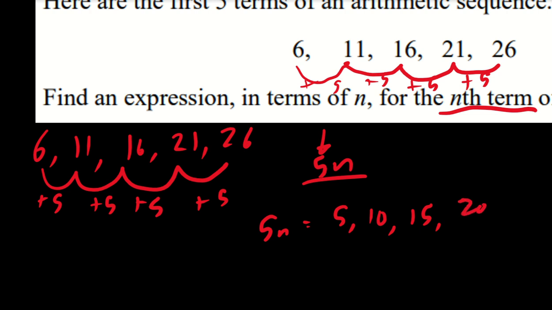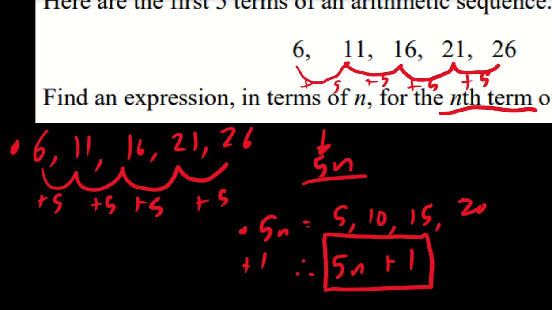And then you look at what the difference is between this equation and this equation. So how would you get from 5 to 6, and from 10 to 11, and from 15 to 16, and from 20 to 21? You add 1. Therefore, the equation is 5n plus 1. And that's the answer. That's the nth term of that sequence. Okay, so now let's move on.